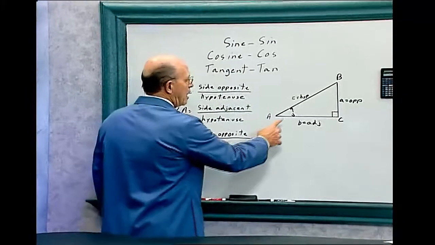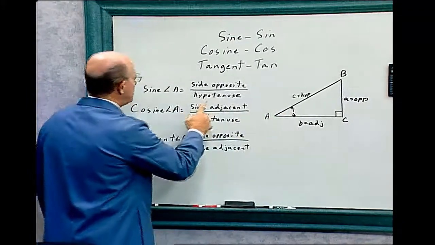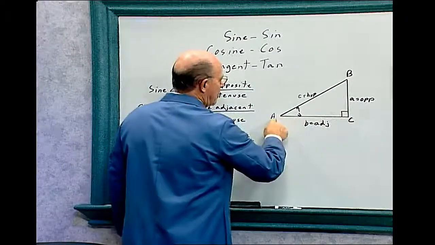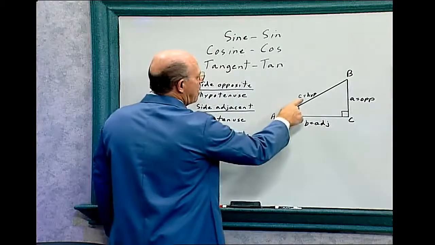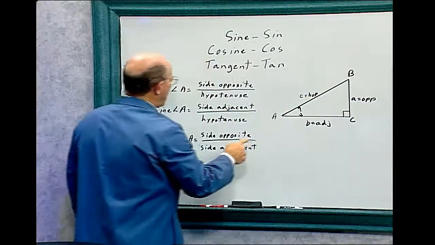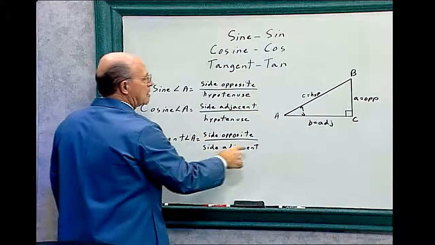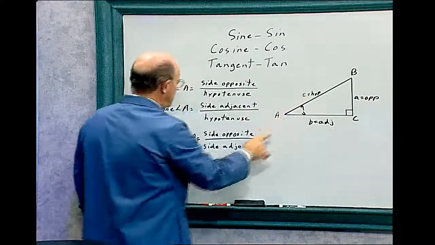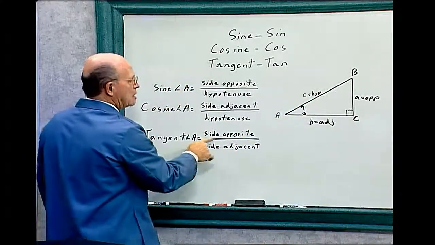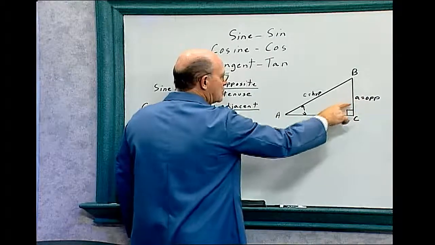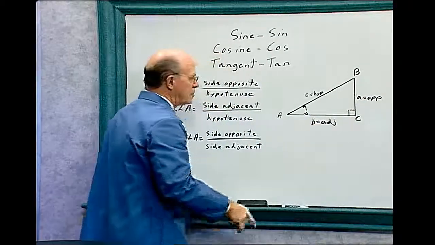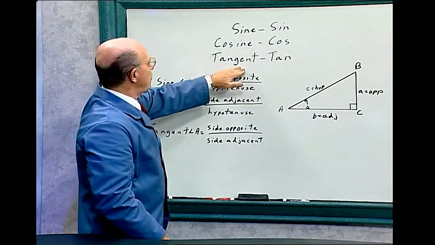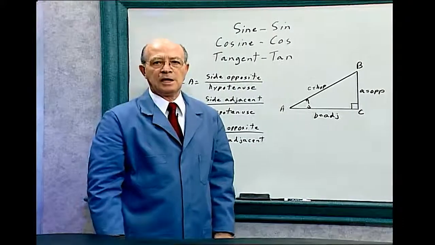Now, to find the angle for angle A, you have these 3 main formulas. Sine of angle A equals side opposite angle A, divided by the hypotenuse, which is the longest side. Cosine of angle A is side adjacent to the angle, divided by hypotenuse. And tangent of angle A is side opposite divided by side adjacent. And so these are the 3 main formulas, and these are the abbreviations for sine, cosine, and tangent.